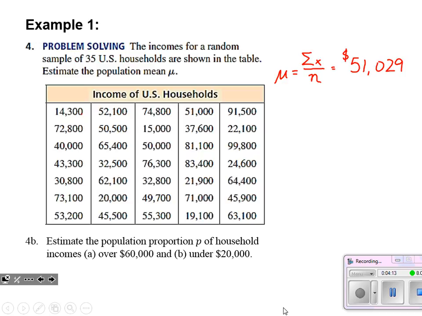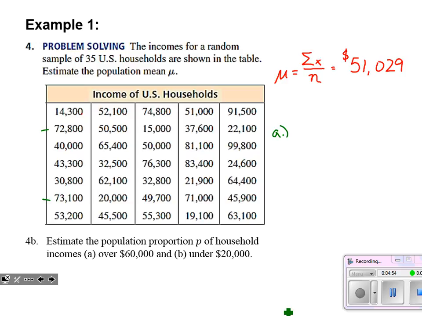So we found our mean, and it's just like you would expect. This could be a 7th grade math problem. Average all these numbers up. That's all we're doing. Then I've added in a little extra down here. It says to estimate the population proportion P of household incomes that are A, over 60,000 and B, under 20,000. So we're going to use our sample to come up with an estimate of the proportion of the total population. For part A, we'll do that one next. Let's just count how many of our 35 households had incomes that were over 60.